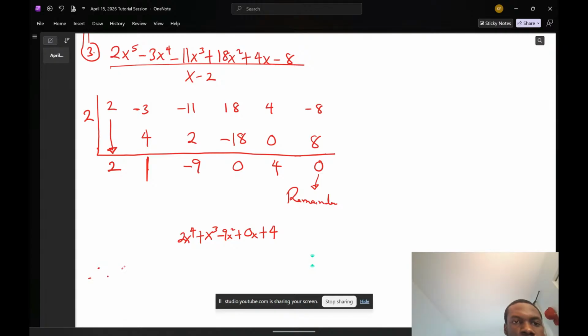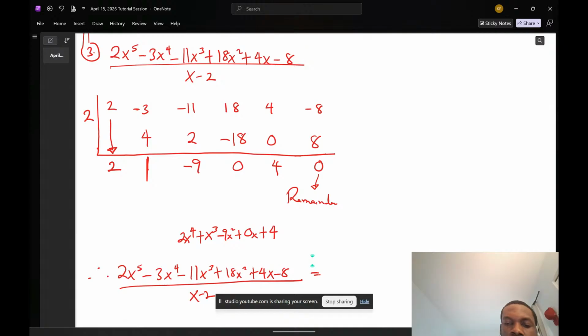So therefore, you can say that 2x raised to power 5 minus 3x raised to power 4 minus 11x cubed plus 18x squared plus 4x minus 8 divided by x minus 2 will give us 2x raised to power 4 plus... wait, let me write it properly. Does it give us 2x raised to power 4 plus x cubed minus 9x squared plus 4. You don't need to write it 0x.